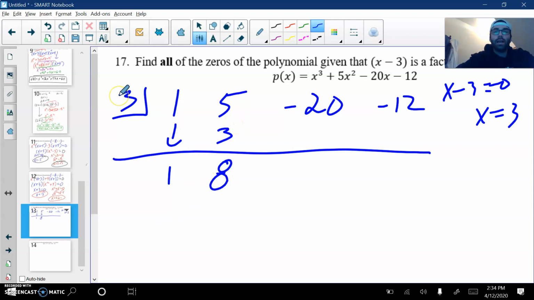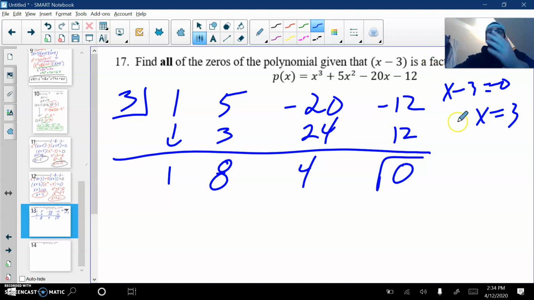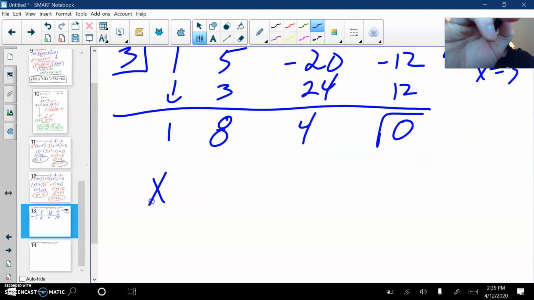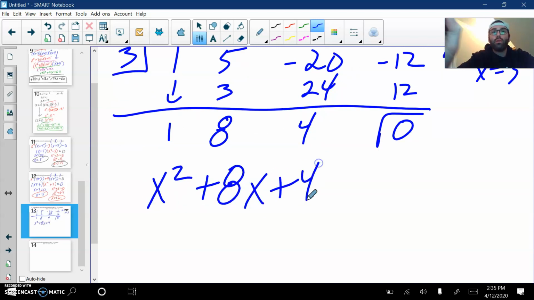Now I go 8 times 3 to get 24. Add straight down, I get 4. 4 times 3 gives me 12. Add straight down, I get 0. Okay, so that's good. That tells me x minus 3 is a factor. That tells me x minus 3 is one of my zeros. So my quadratic now is x squared plus 8x plus 4.